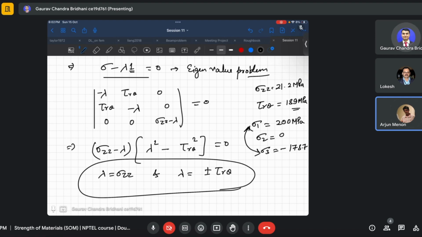There is a 1 by 6 also, no? 1 by 6 in whole. 1 by 6 of sigma 1 minus sigma 2 whole square plus sigma 2 minus sigma 3 whole square plus sigma.